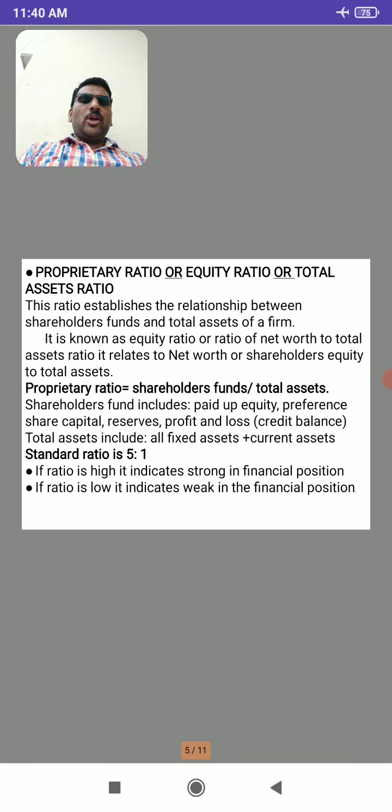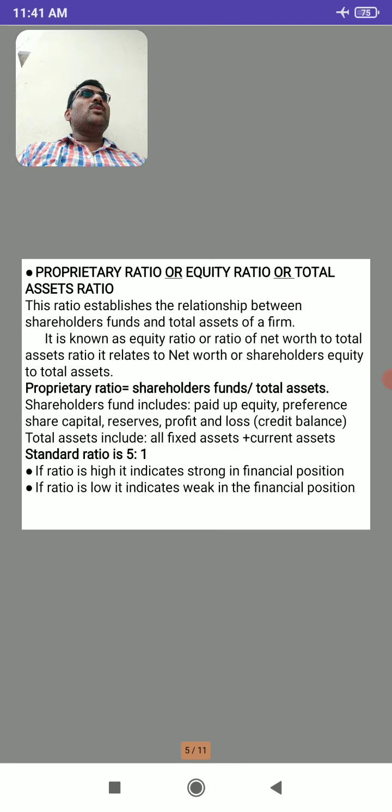Total assets include all fixed assets plus current assets. In the last session we saw only the current assets, and now in this session we will study the total assets, that is, fixed assets and current assets. The standard ratio which is to be maintained by the firm is 5:1. The company or the firm has to maintain the standard ratio as 5:1.